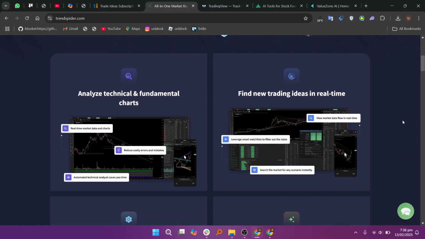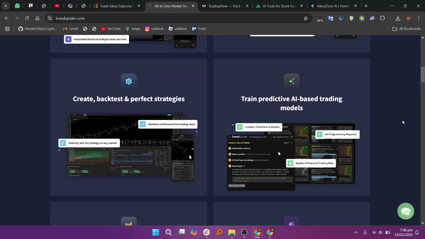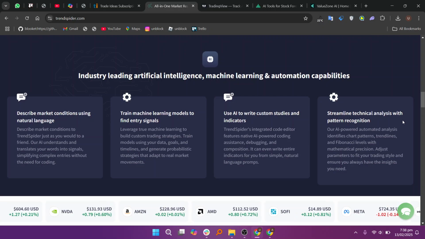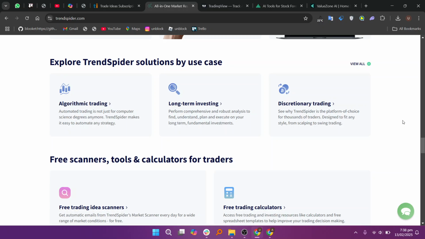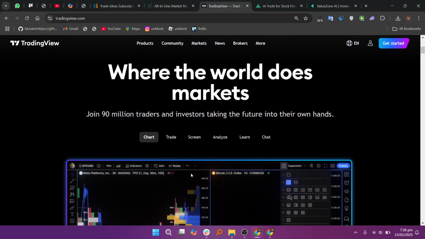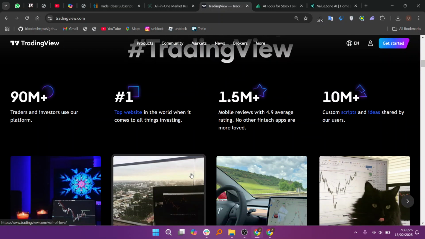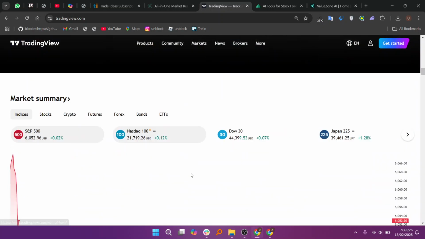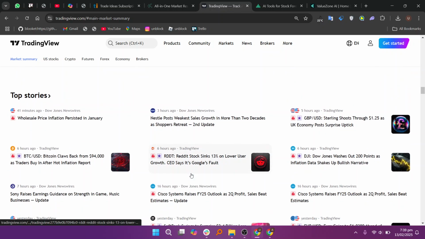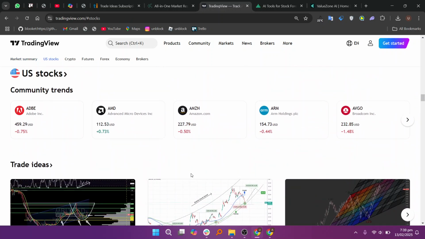TrendSpider is a smart trading assistant that automates technical analysis, backtesting, and trend detection, making it easier to identify entry and exit points. TradingView, while primarily known for charting, also offers AI-driven trade signals, market insights, and automation tools through integration with bots like AutoView and PineScript.